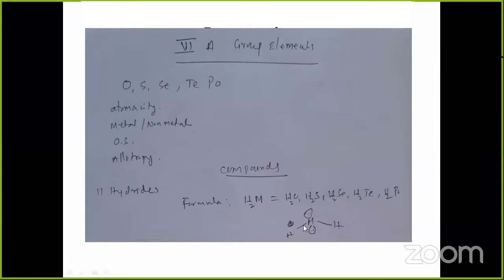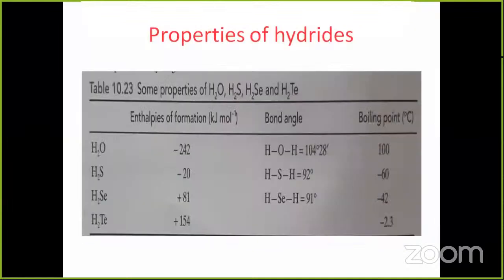So the molecule shape is V-shape, hybridization sp3, number of sigma bonds 2, number of lone pairs 2. The bond angle of the water molecule is 104, but due to lone pair-bond pair repulsions, the bond angle decreases from water to H2Po. Water has 104, and the last one exhibits 91 or 90. So the bond angle values decrease from top to bottom.